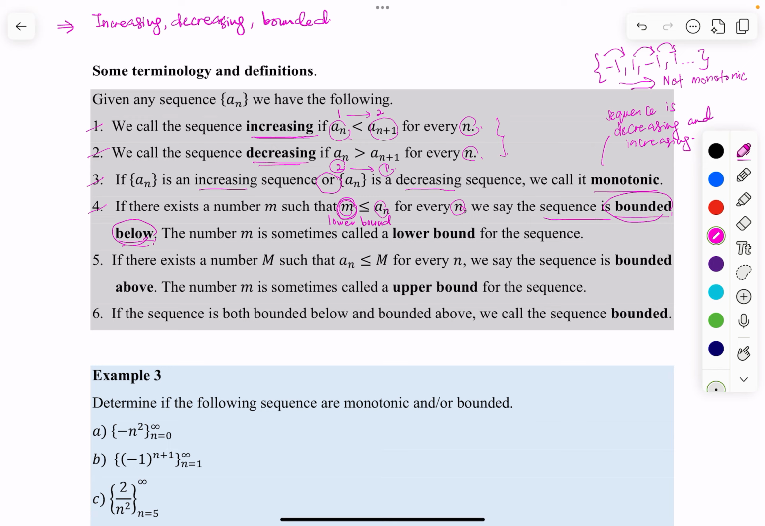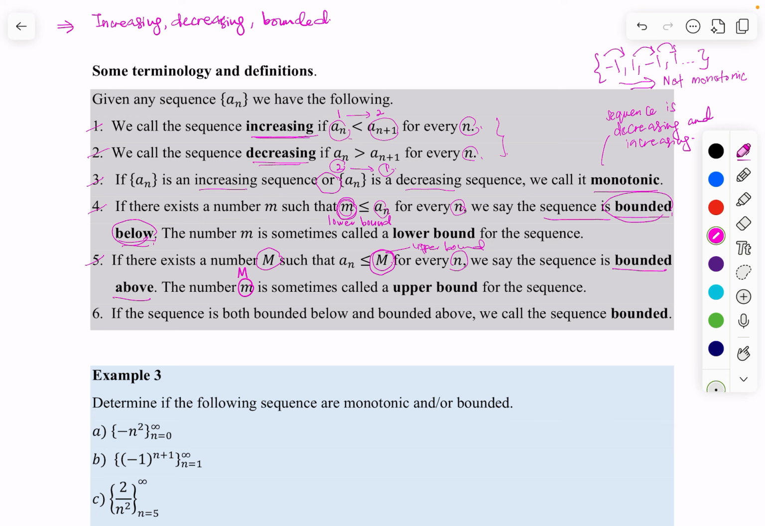Okay, fifth, the other way around. If there exists a number M, big M, such that the sequence is less than M, it means the biggest number in this sequence is M, for every n. This big number I would call the upper bound, the biggest number or term in the sequence, and we say that the sequence is bounded above. The number M, this should be big M, sorry, typo. The number M is sometimes called the upper bound for the sequence.